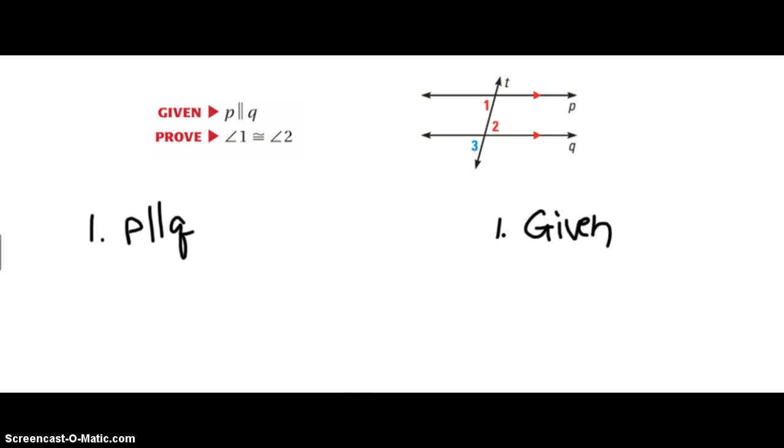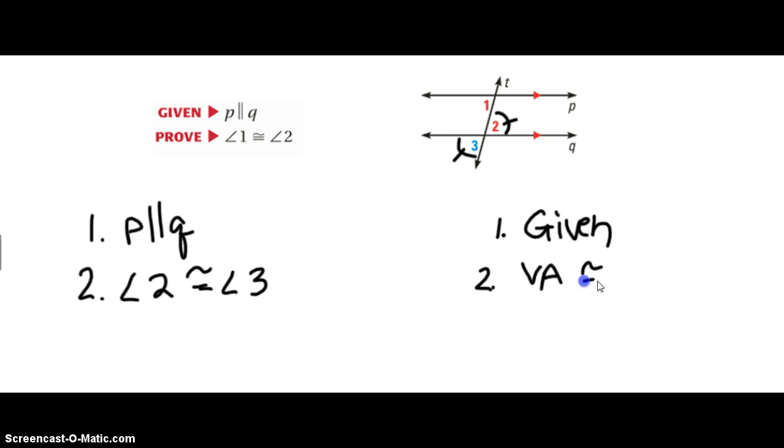So we have our given information. P is parallel to Q, and what we are trying to show is that angle 1 and angle 2 are congruent to one another. All right, so we already know about the vertical angles theorem, and our corresponding angles postulate is going to help us out here. So if you know the lines are parallel, well, you always know that angle 2 and angle 3 are congruent. Always, because they're vertical angles. So we're going to say angle 2 is congruent to angle 3, and that's your vertical angle congruence theorem.